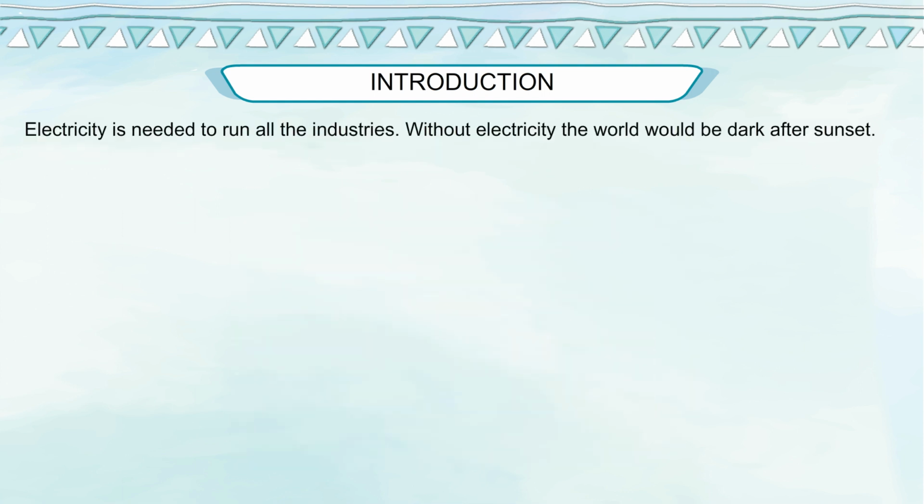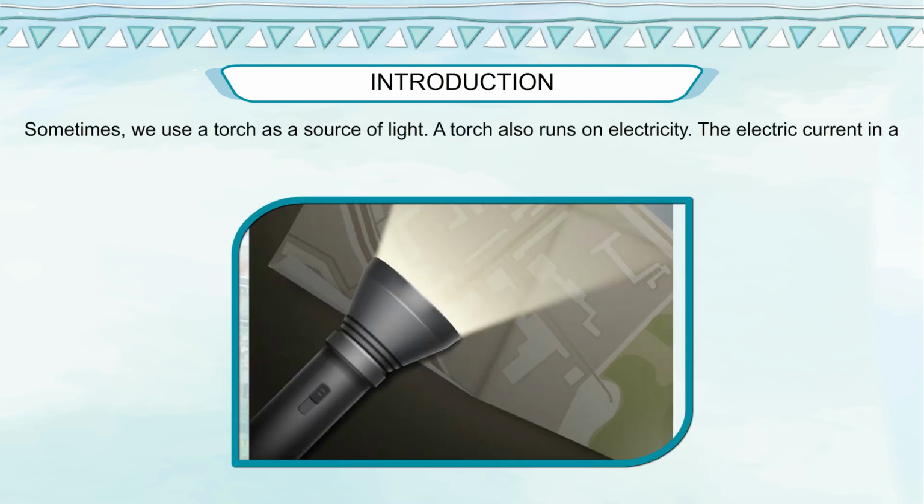Electricity is needed to run all the industries. Without electricity, the world would be dark after sunset. All this electricity is provided to us through power stations. Sometimes we use a torch as a source of light. A torch also runs on electricity.